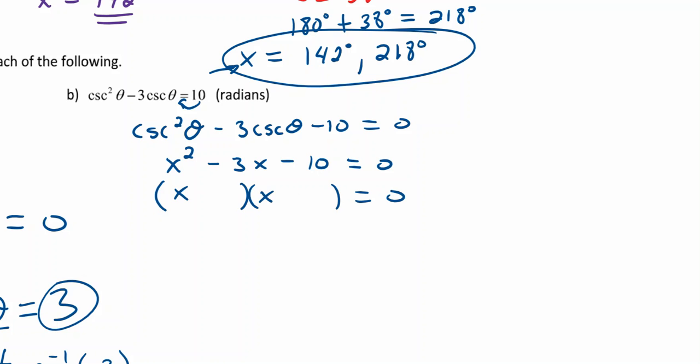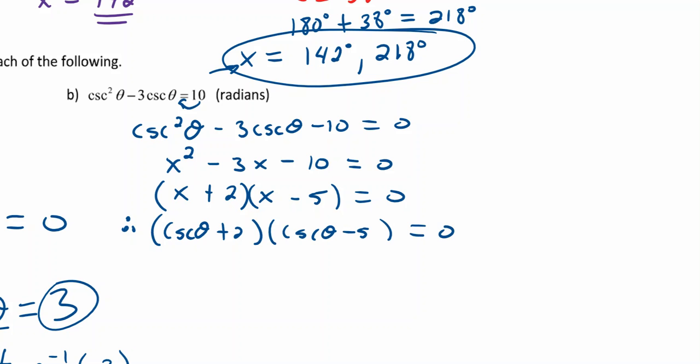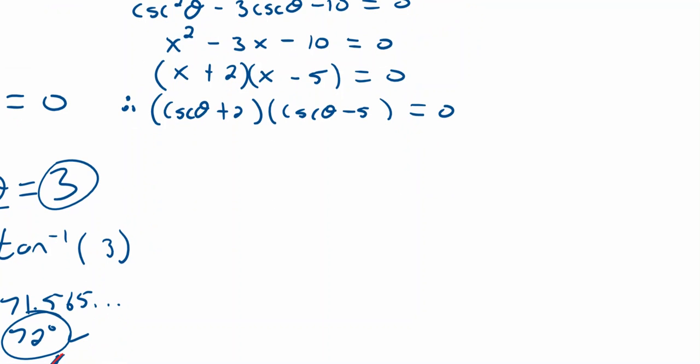So this is an x and an x, with numbers that multiply to negative 10 and add to negative 3. So this would be 2 and negative 5. Just remember, though, that instead of x's, those were really cosecants. So we've got cosecant theta plus 2 and cosecant theta minus 5 is equal to 0. Just like last time, here are our two answers.